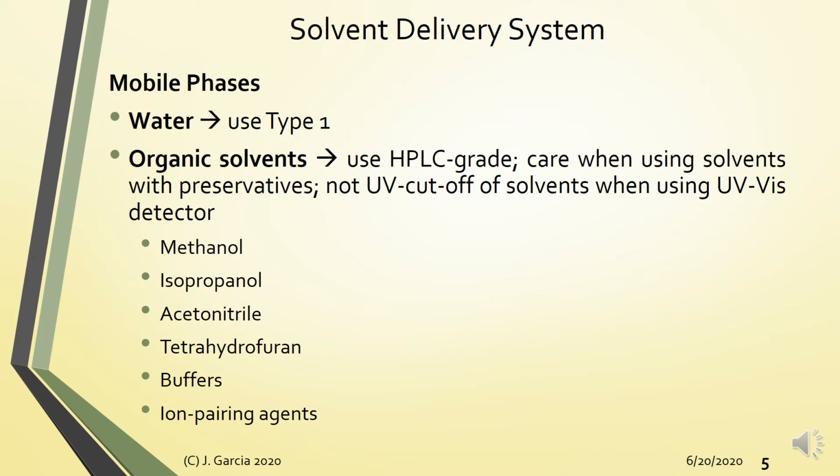Your common organic solvents are methanol, isopropanol, acetonitrile, tetrahydrofuran. Buffers can also be used as your mobile phase. Mobile phases that are mixtures of buffers and organic solvents, here they call the organic solvents organic modifiers. It's also common practice in HPLC. Ion pairing agents are sometimes added to modify the elution of your analyte. So when you add ion pairing agents, the technique is now called ion pair chromatography.